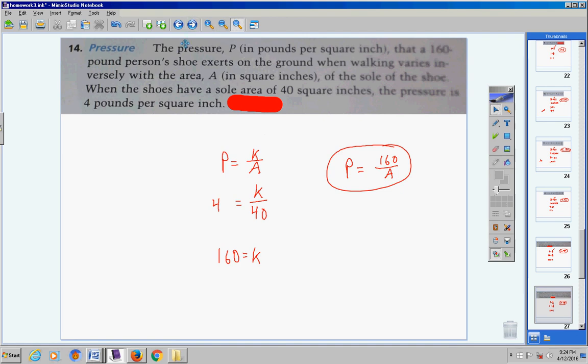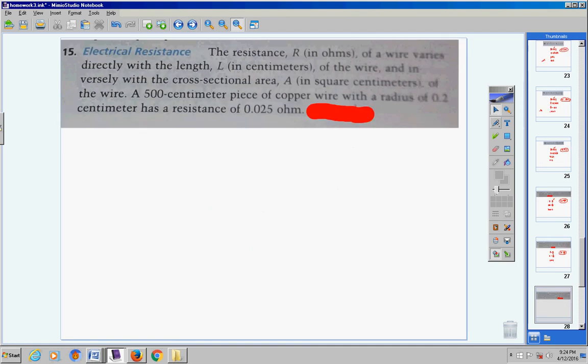Number 15. Now this is really interesting. They're really throwing a pretty tough problem at you here, so listen carefully. R varies directly with L, and at the same time it varies inversely with A. So let's go really, really slow.